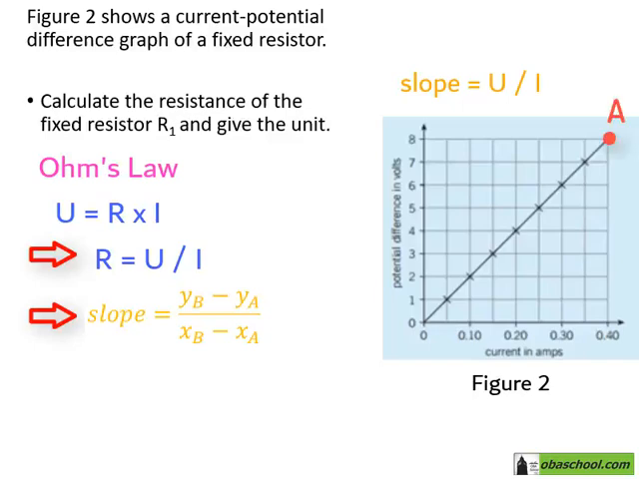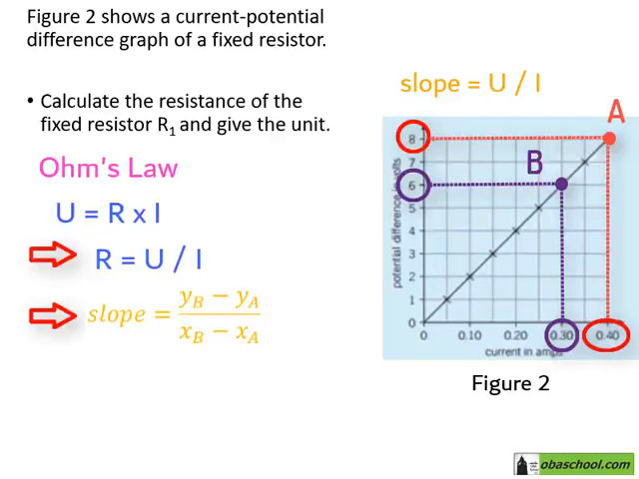So, let's take a point A on this graph with coordinates of 0.4 amperes on the x-axis, which corresponds to 8 volts on the y-axis, and point B with coordinates of 0.3 amperes on the x-axis, which corresponds to 6 volts on the y-axis. Then the slope, the difference in the y-coordinates divided by the difference of the x-coordinates, is equal to 8 minus 6 divided by 0.4 minus 0.3. This gives an answer of 20.